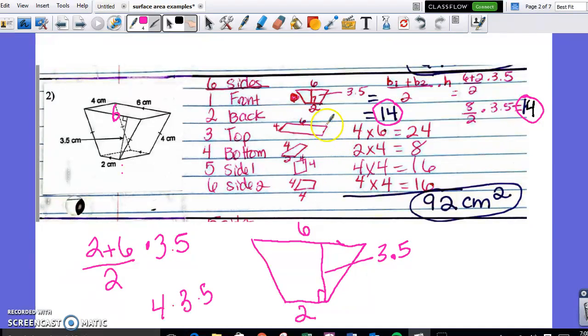Now the top and bottom are not the same because this top is different than the bottom as far as the length and width. So the top is the 4 by 6, the bottom is the 2 by 4, and the sides are both 16. That will give you, once you add those 6 numbers up, a 92.